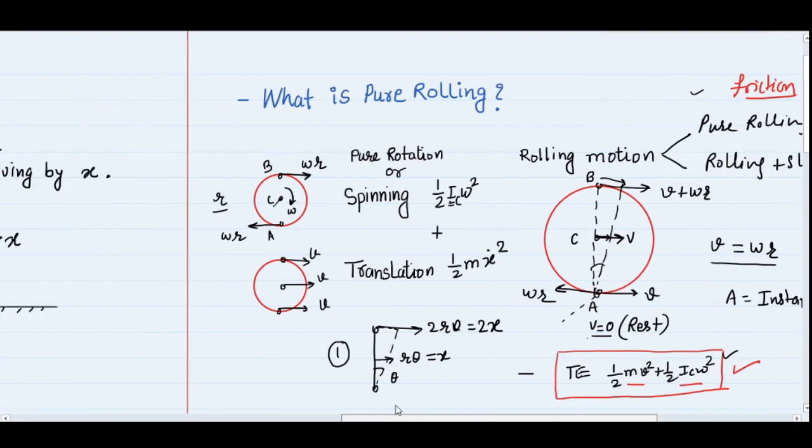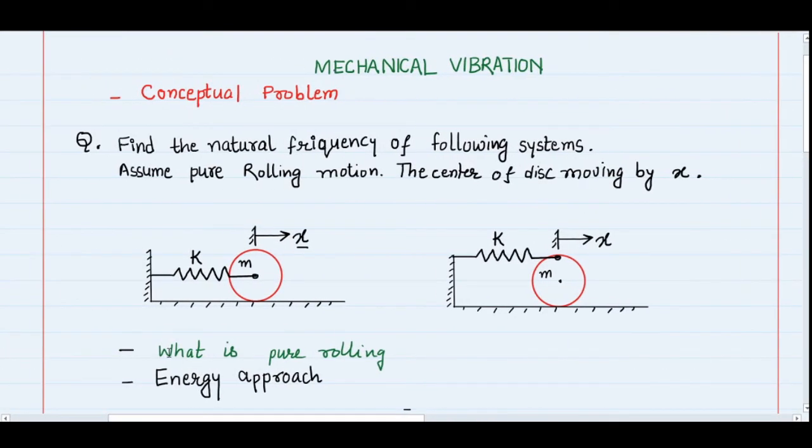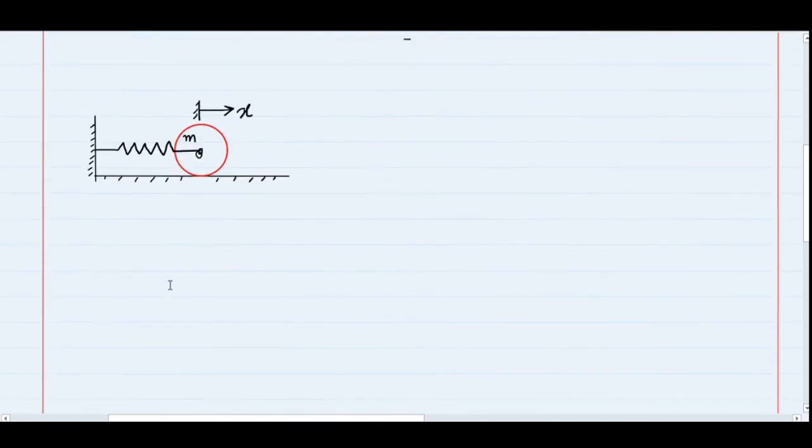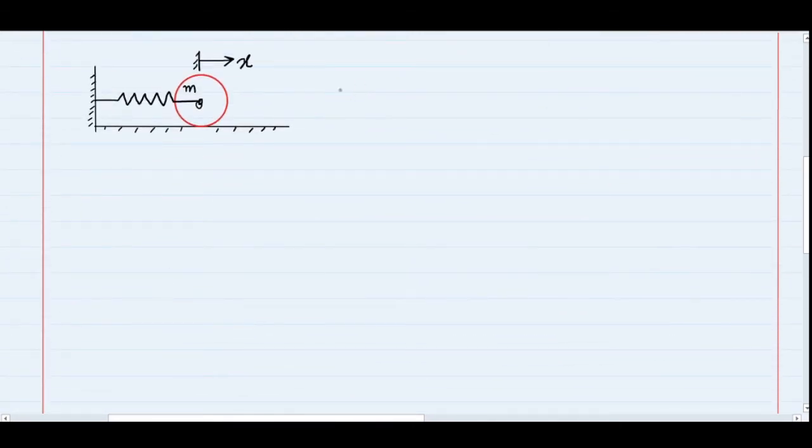So let's come back and try to solve our two problems. I will solve the first problem first. Here, this statement says that the center is moving by an amount x. This x represents the motion of the center, and it is given in the problem. So when the center moves in the forward direction, the same extension will be there in the spring. The extension in the spring will be x, and the potential energy of the spring is half k x square.